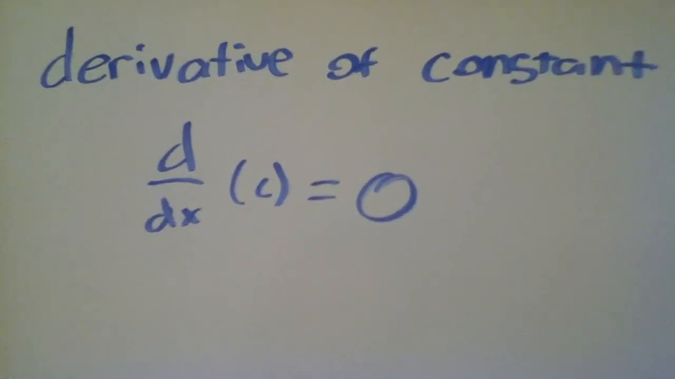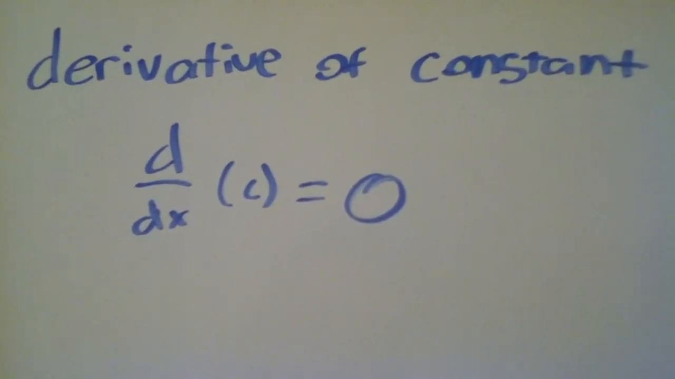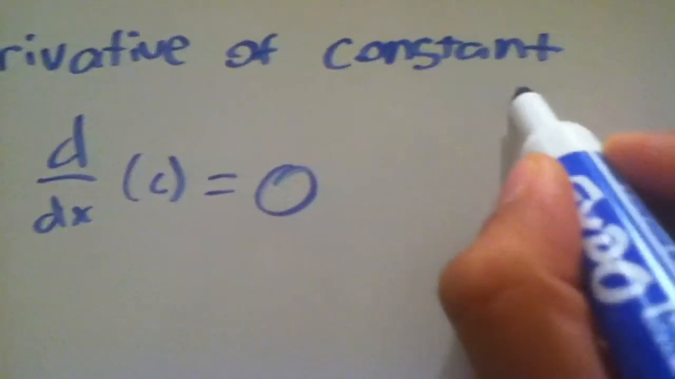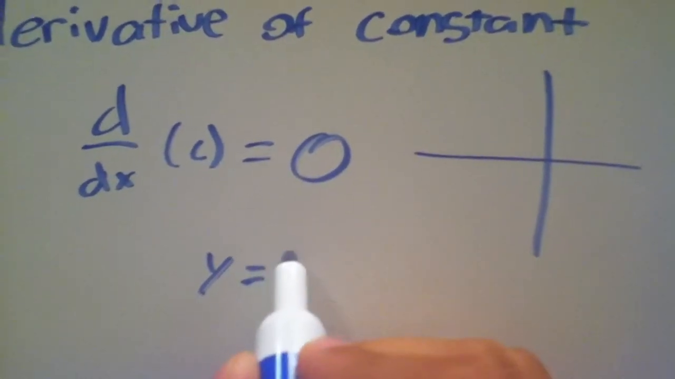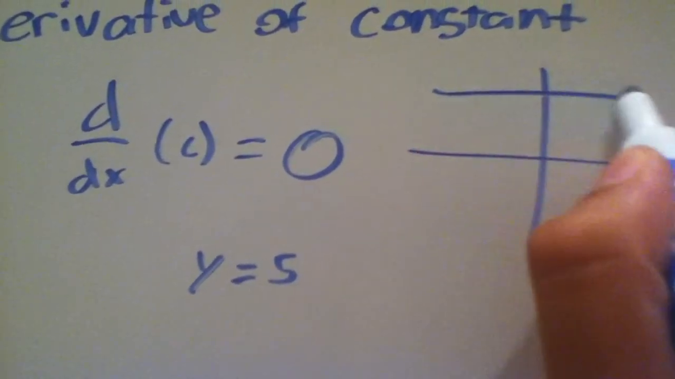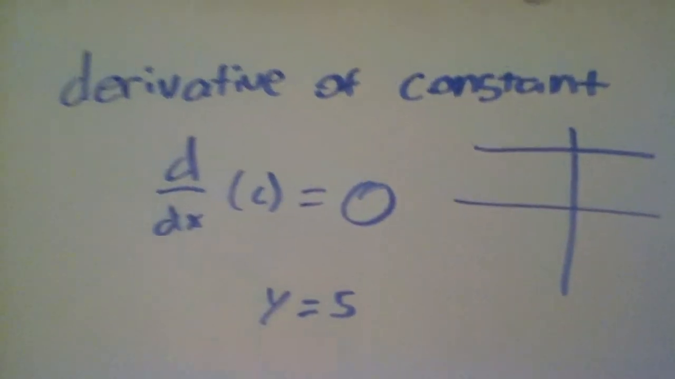So the derivative of any constant, the derivative of 5, is 0. This makes sense because y equal to a constant number, let's take 5 for example, is a horizontal line and the slope is always 0.